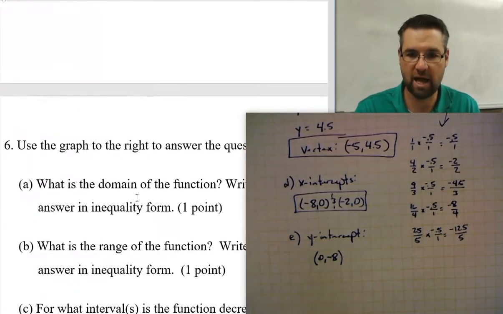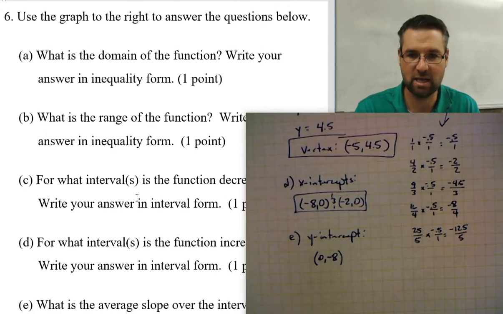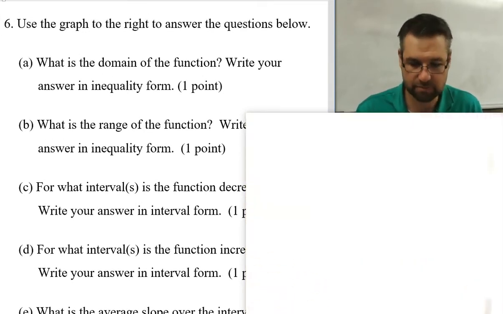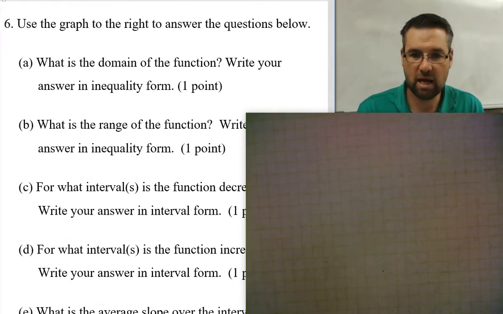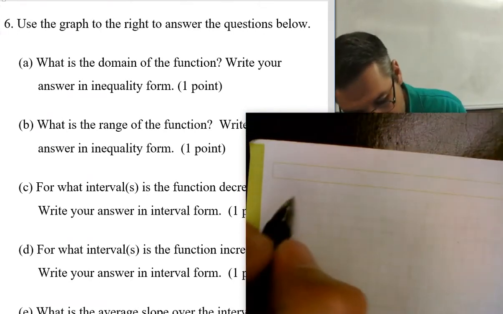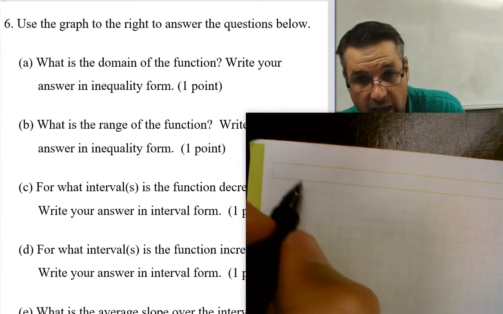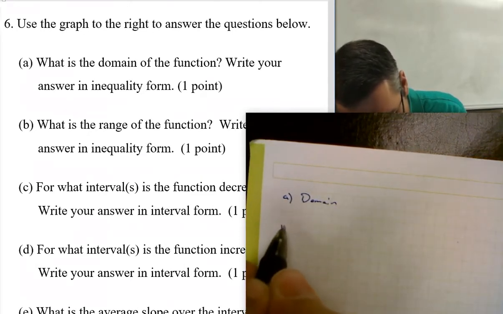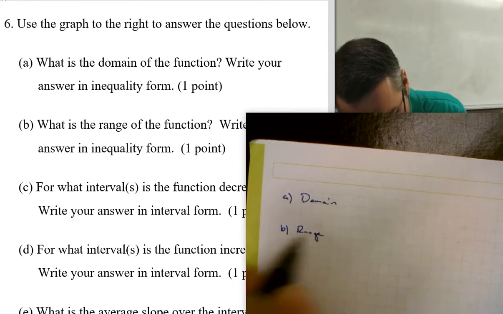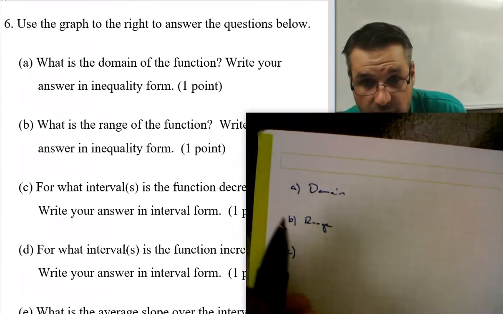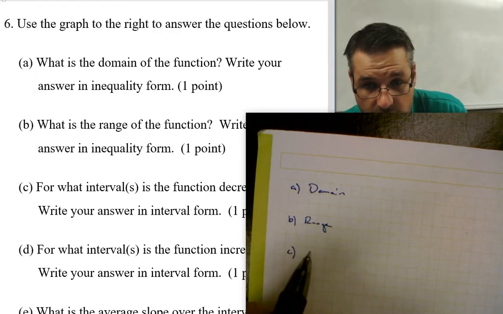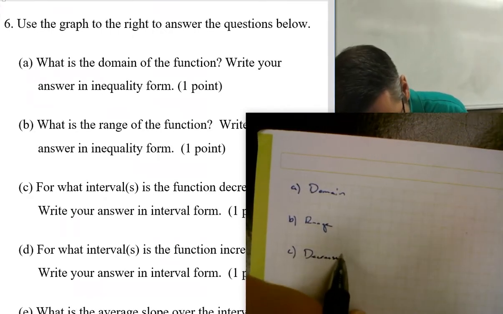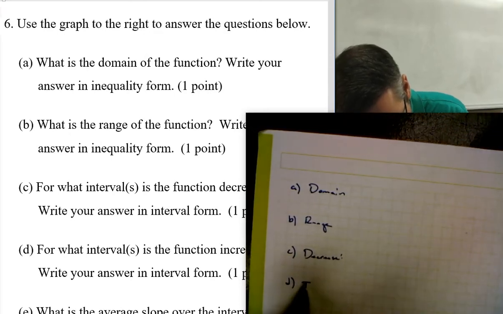Let's go ahead and take a look at our last problem here, number 6. And I got a graph here that I'm going to show you in a second. But let me go ahead and write these things down that we're doing. For part A, we're asking for the domain. For part B, we're asking for the range. For part C, we are asking for the interval of decrease. And then for part D, we're asking for the interval of increase.